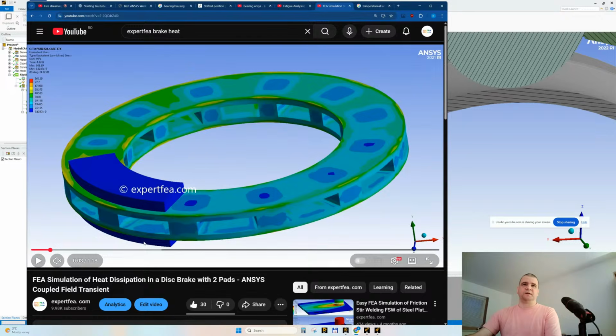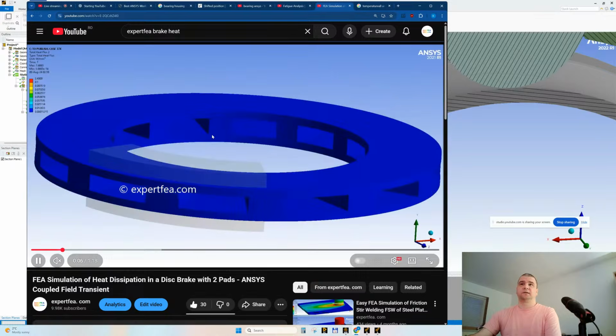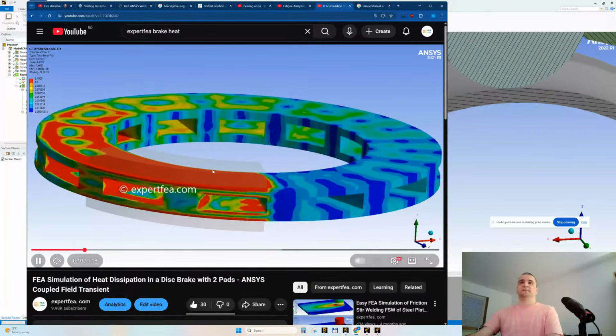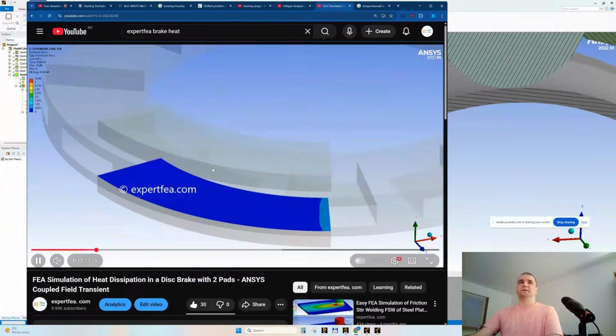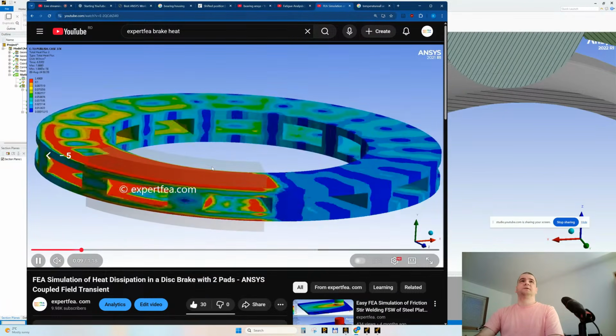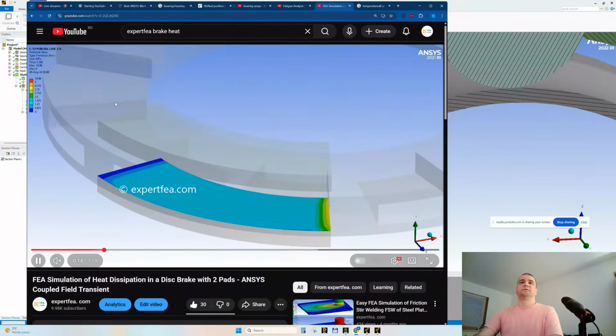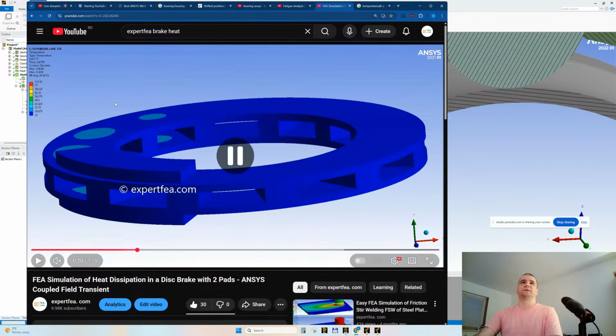So I'm pressing here, the brake pads press this disk gradually in time. In time, because it's transient, time has sense here. And look how it hits the brake disk. Okay, we have a heat flux, by the way. Let's go for the temperature. Look here at the temperature. Yes, it looks very nice.